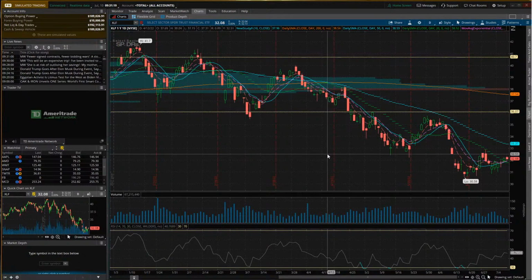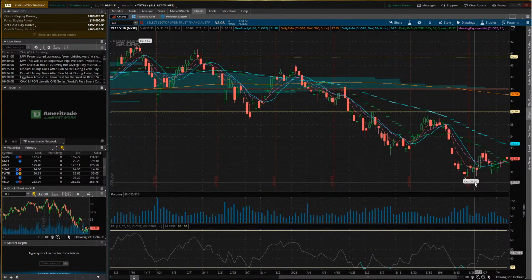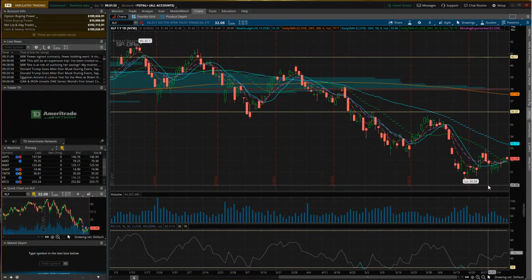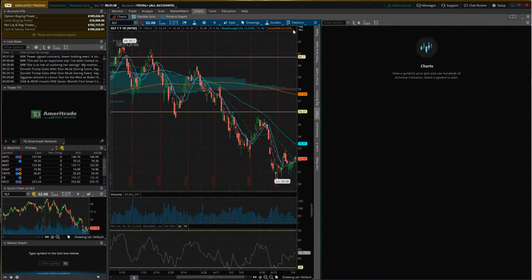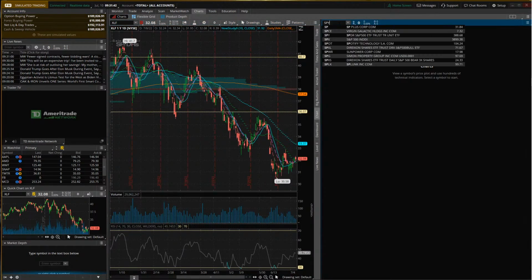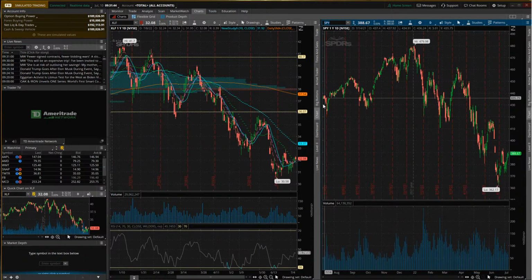And we can see how XLF has been doing. That's the position that I'm in right now. Just to give it a reference point, let's pull up the SPY. Pull up another. See how closely it's moving, because it's moving pretty damn close.